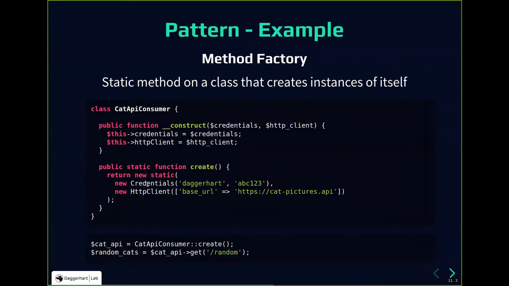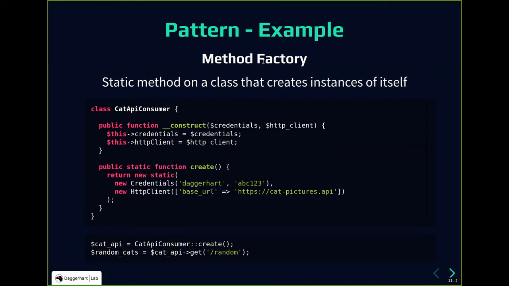It creates that credentials class, it creates that HTTP client class, and it passes it into a new instance of itself, which is the cat API consumer. And so we get back a fully built, ready service, cat API consumer service, because this factory made it easy for us. This is very useful in the next section when we talk about service locators and the container.